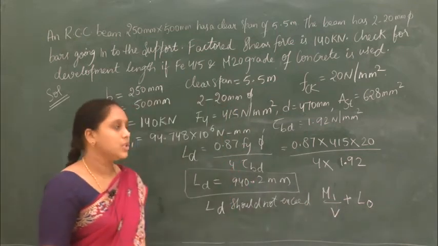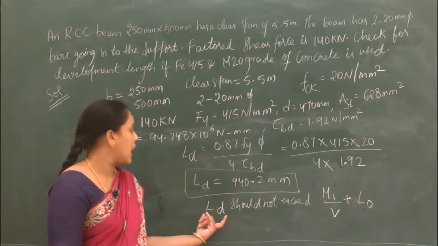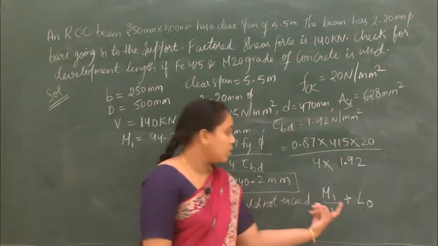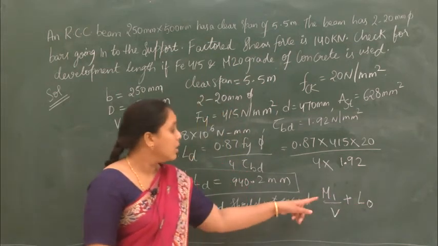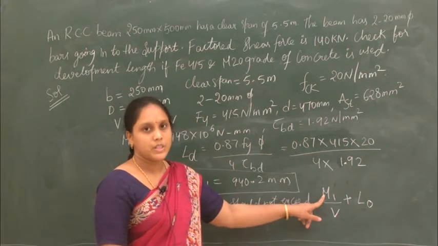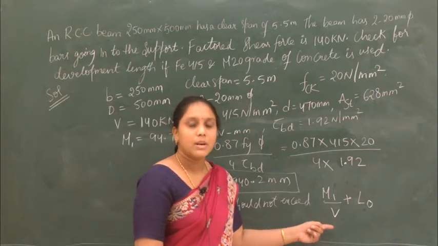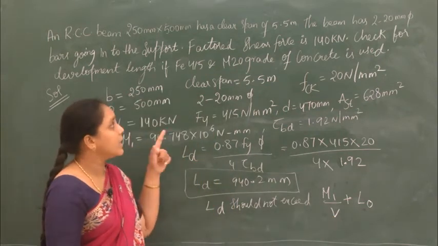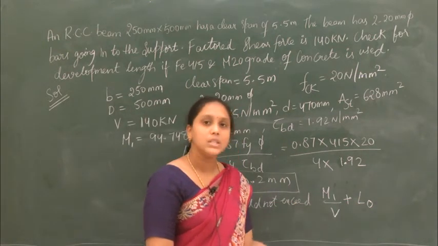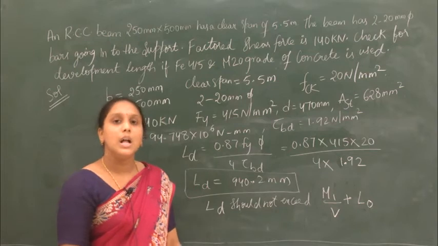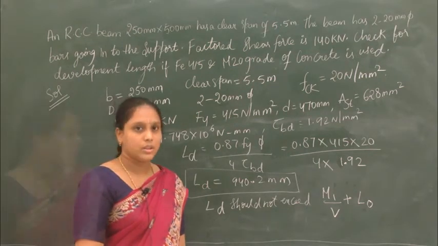So now let us check for the development length. To check for the development length, we have already calculated LD. Now we have to calculate this, that is M1 by V plus L0. M1 is nothing but the moment of resistance, which we have already calculated, and V is nothing but the factored shear force, which is already given in the question, which is 140 kilonewton. And the unknown here is L0, the anchorage length. So first let us find out the anchorage length.